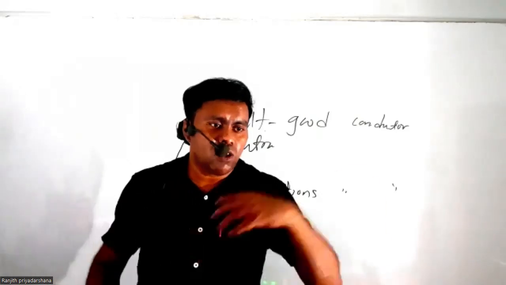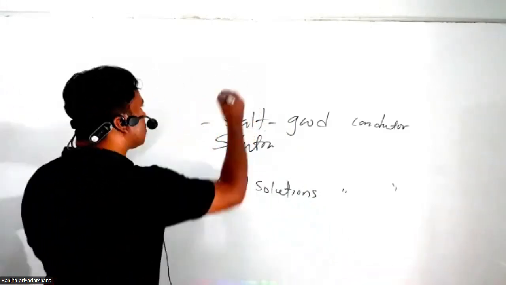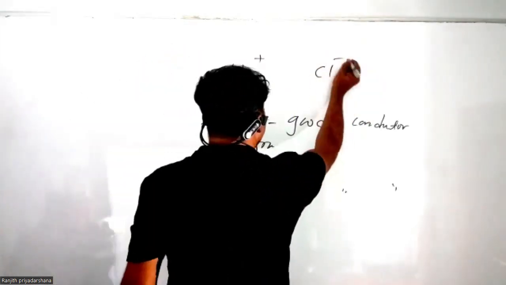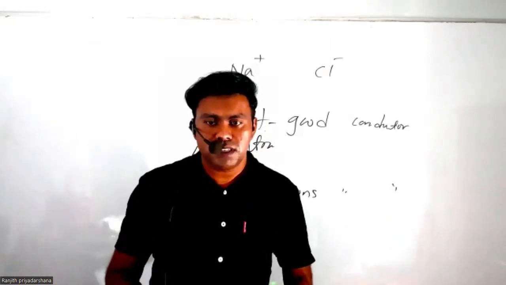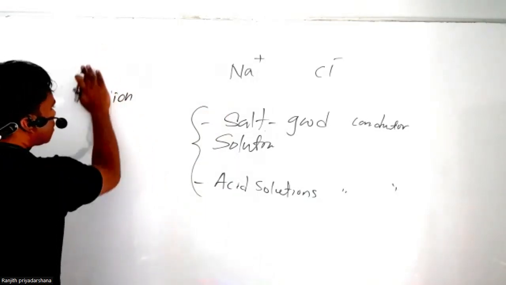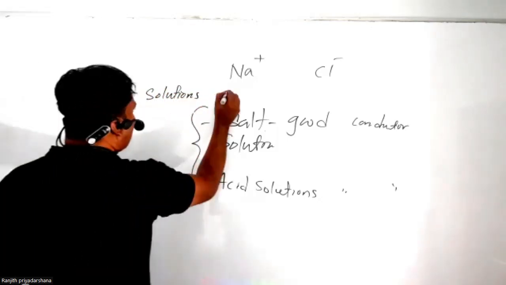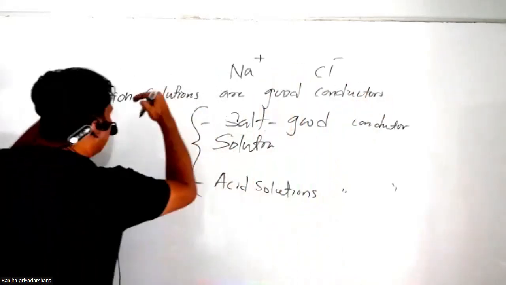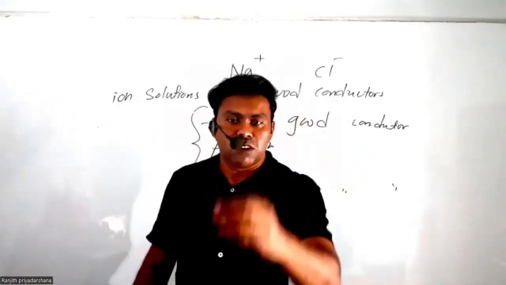Actually, we don't say salt or acid here. If it consists of charged ions, you saw Na+, this is called sodium ion, right? And chloride ions. These are charged atoms, so electricity is conducted. So what do we call all of these? Yes, ion solutions. Ion, I-O-N, not iron. Ion solutions are good conductors.